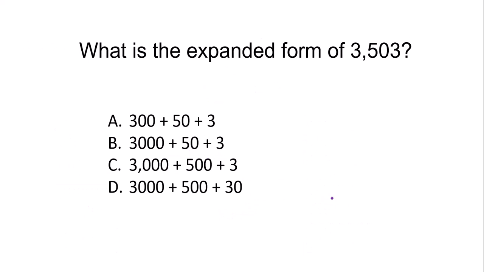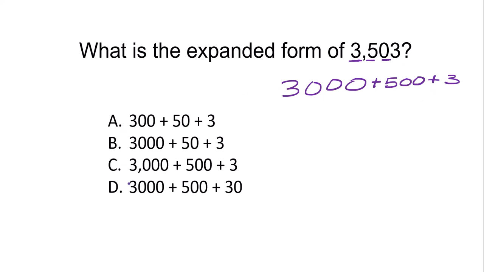Okay, let's keep going. What is the expanded form of 3,503? If you don't remember this, go back to our previous video, part 1, where we did a lot of questions relating to expanded form. But the expanded form for 3,503 would be written like this: 3,000, right? Because the 3 is in the thousands place. The 5 is in the hundreds place, so we would add 500. There's no tens place, so we skip the tens place and we're going to just go to the ones place.